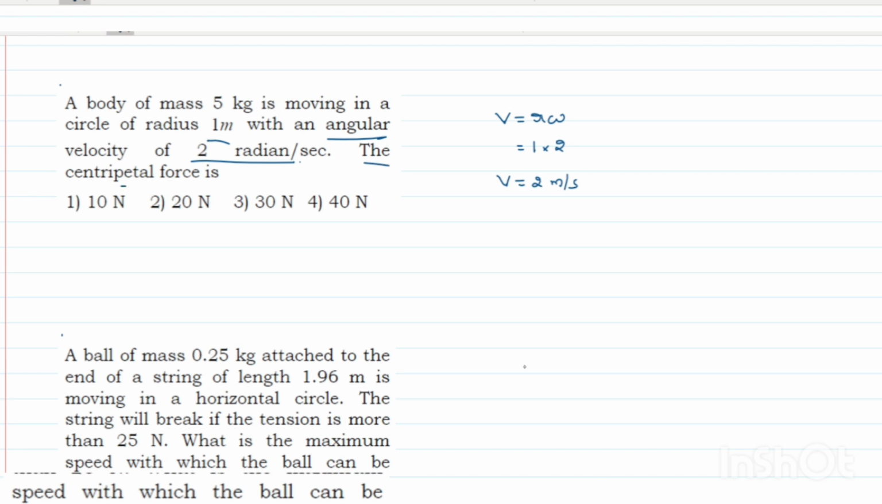Now they are asking the centripetal force. So here the centripetal force formula is Fc equal to mv square by r. So mass is given as 5 kg and velocity we calculated as 2, so 2 square is 4, by its radius value which is 1. So the centripetal force value will be 20 newtons. This is the correct answer.